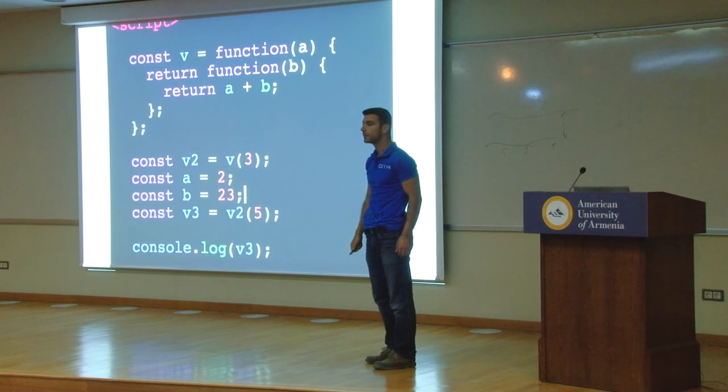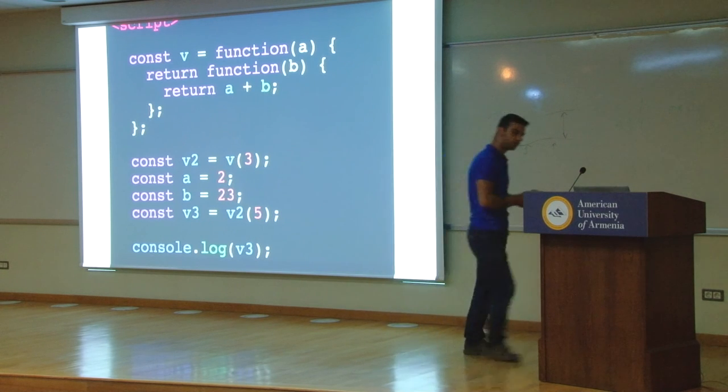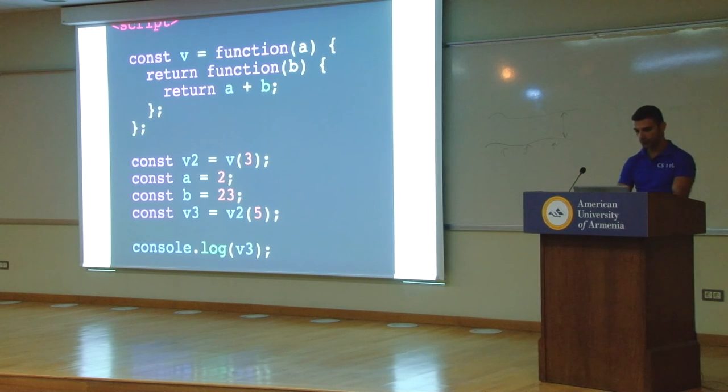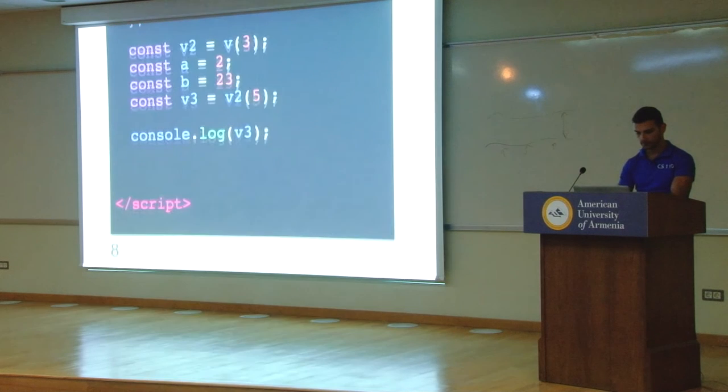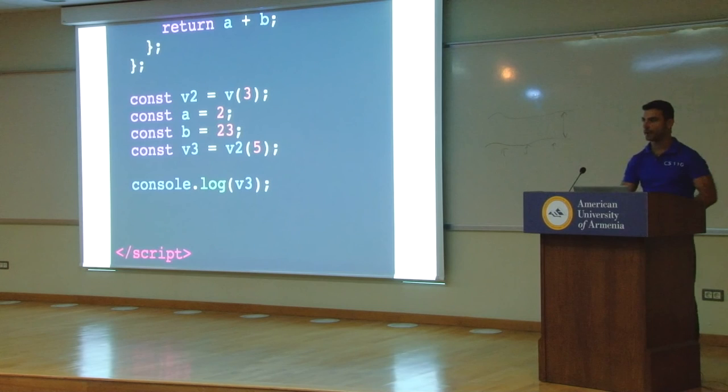8, yes? What if we change that B argument to something like Z? Good question. Very good question. So suppose we change this to a Z. Now we get a 26. You're right. Why?